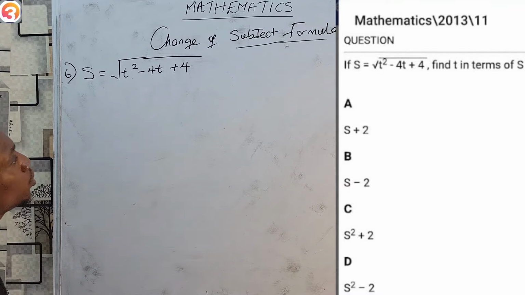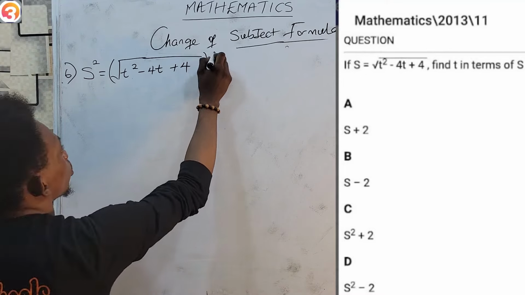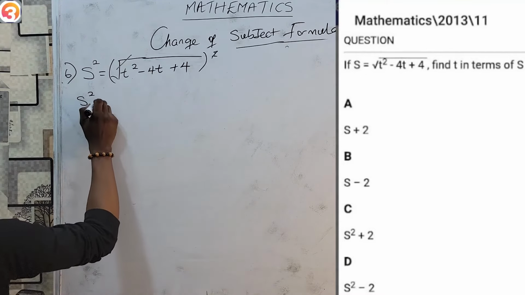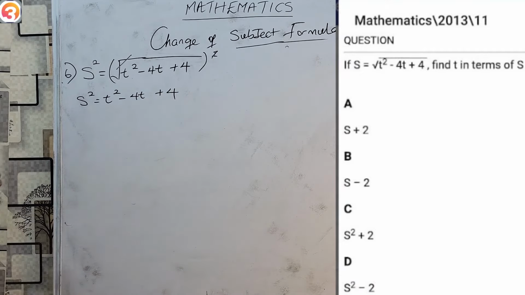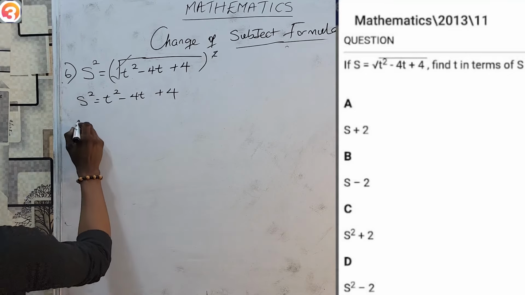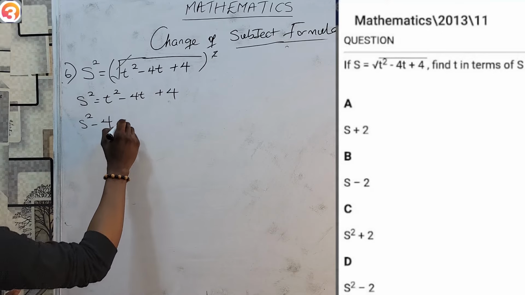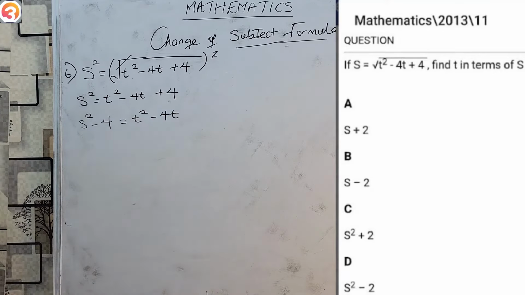And if you remember the usual thing we do, once there's a square root on one side and we want to solve, we simply square both sides. Because square always removes square root. That means that s squared equals t squared minus 4t plus 4. Now let's make everything with t remain on one side. And it means that s squared plus 4 comes here. Minus 4 equals t squared minus 4t.